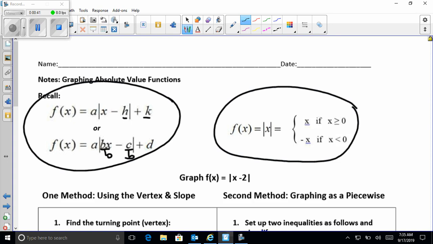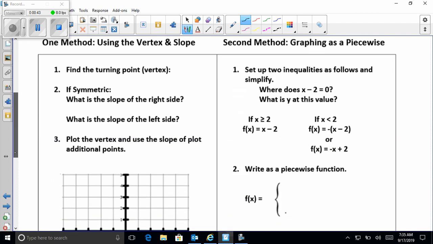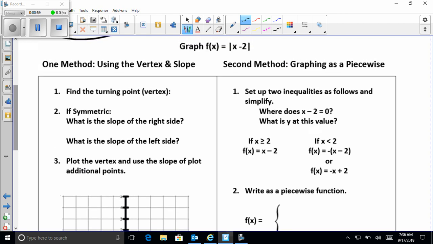So let's take a look at graphing. And we're going to look at both ways. If you're graphing just using the equation, I'm going to take a look at finding the turning point, which is your vertex. And that's just where the center of your V is going to be. So looking at this example, I can see that my vertex, that's 2 and 0, because I don't have anything over here.